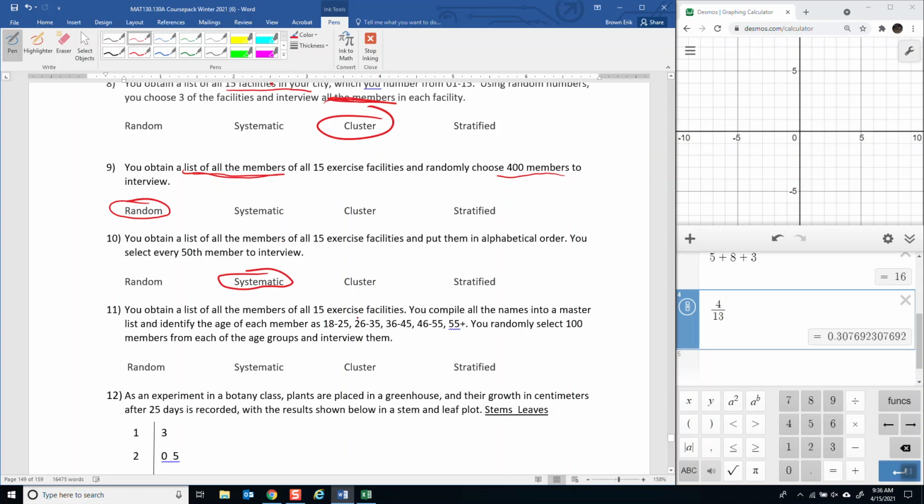You obtain a list of all members, and you compile their names into a master list. You get their ages, and then you select 100 members from each age group. That's stratified because we've grouped by characteristic, in this case age group. And then we're randomly selecting a specified amount from each group.